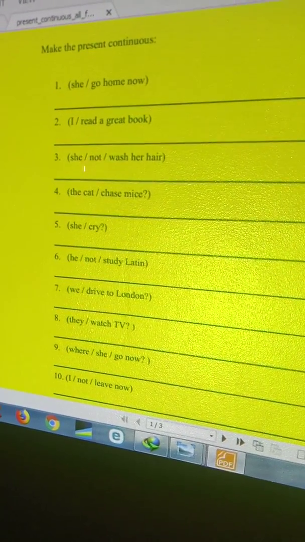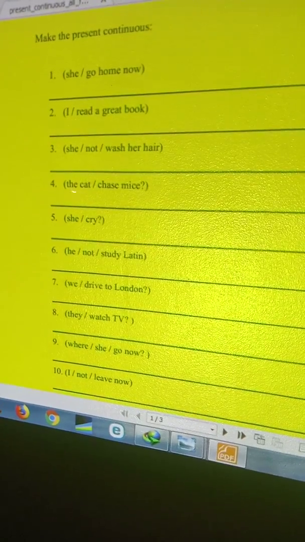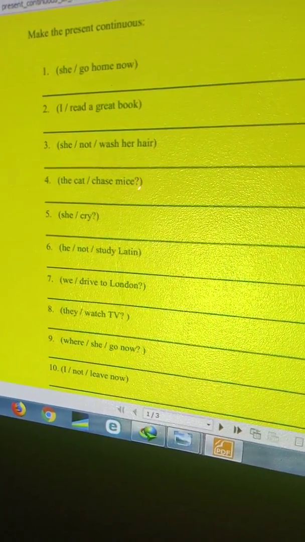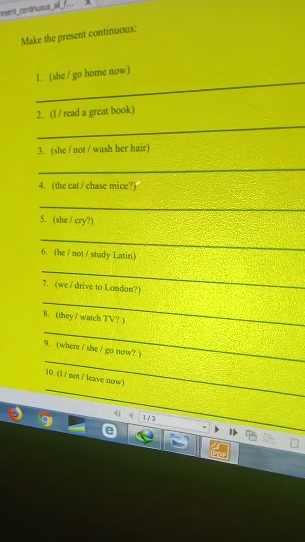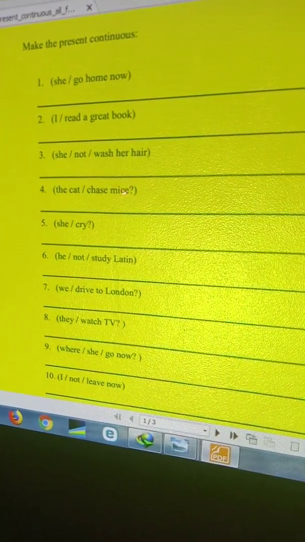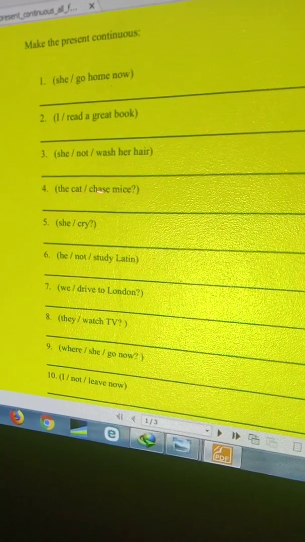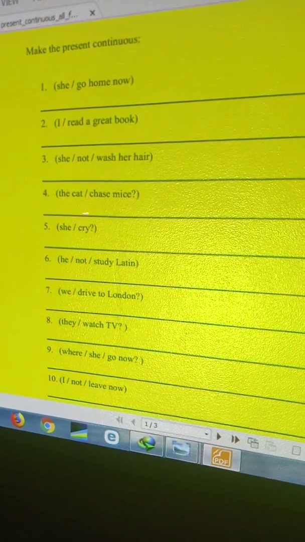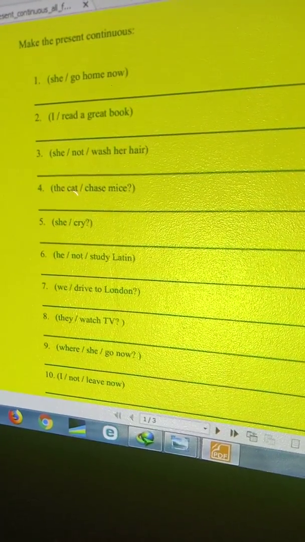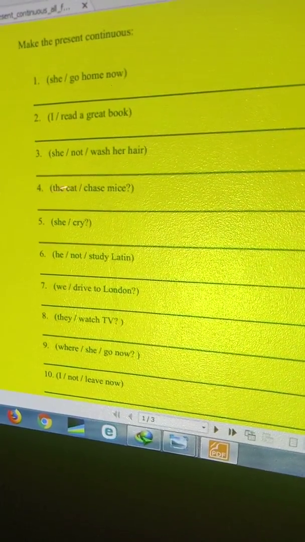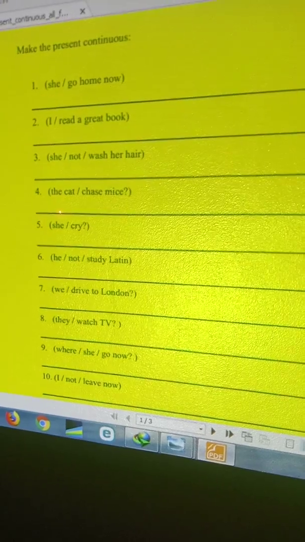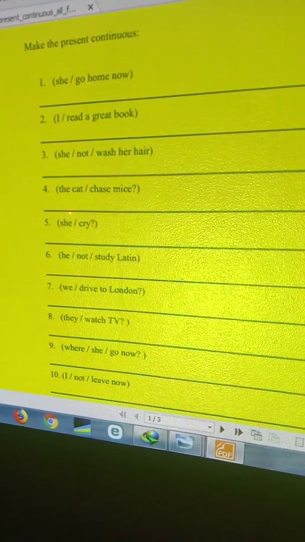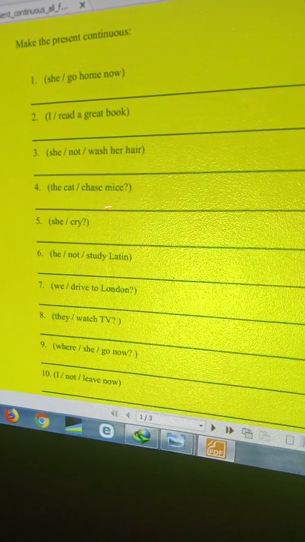Okay? Now, sentence number 4. We have "The cat chase the mice." So look here. This is a question mark. So it says that this sentence is going to be in the interrogative form. So what are we going to say here? The cat. If we replace the cat with the personal pronoun, we are going to say "it." So it becomes, "Is the cat chasing mice?"